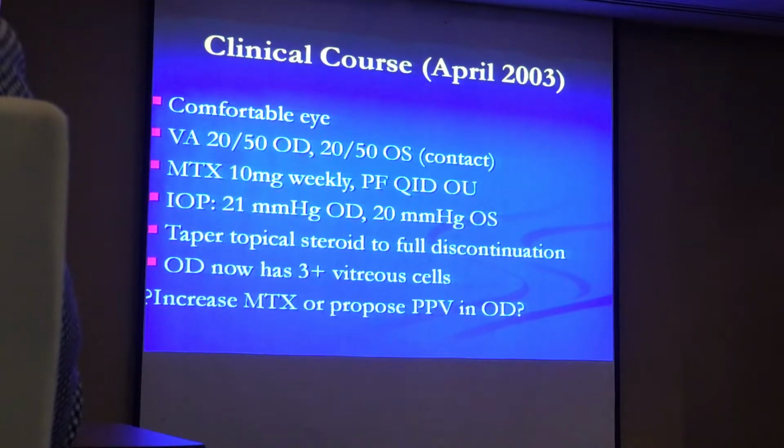The right eye now has 3 plus vitreous cell. So what should we do in this case? Right, the patient is currently on methotrexate, and the patient does have some cell now, and it's not unusual that you see cell just spill into the vitreous, for example, from the AC. And so would you increase the treatment from a drug, or do a vitrectomy? Increase. Okay, let's see, you increase the drug. So how much do you increase?